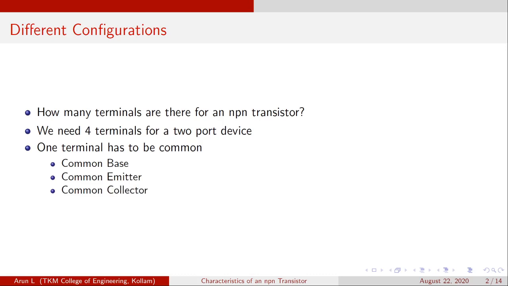So in common base configuration, the base terminal will be common to both input and output. In common emitter configuration, the emitter will be common to both input as well as output, and in common collector, the collector is the common terminal.